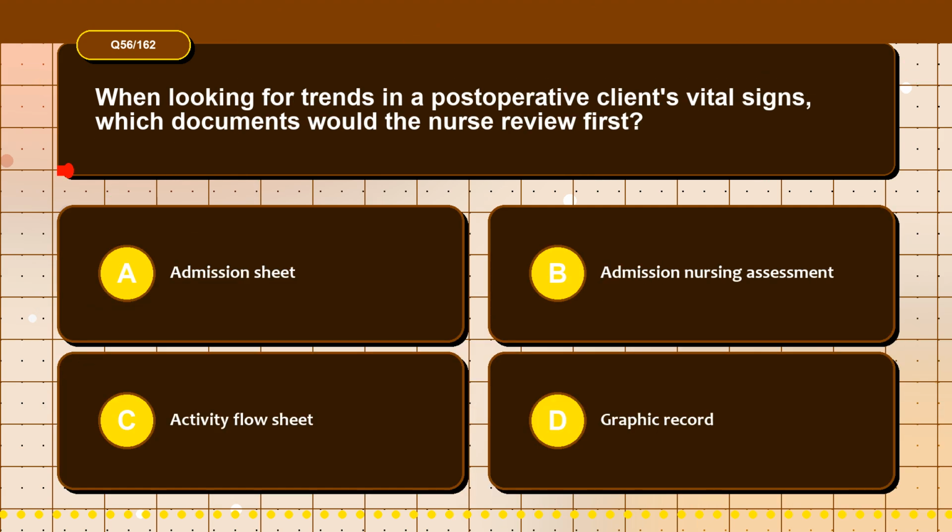Question 56. When looking for trends in a postoperative client's vital signs, which documents would the nurse review first? Here are the options. Option A: admission sheet. Option B: admission nursing assessment. Option C: activity flow sheet. Option D: graphic record.